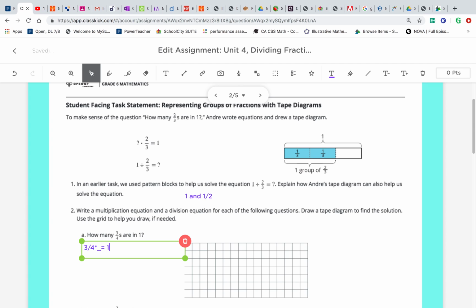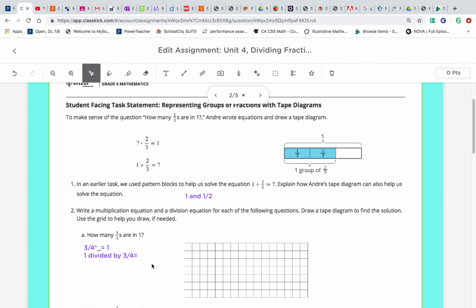Now, we can also think about that in terms of division. We can think about it in terms of there being one whole, and that we're going to divide that up by the size of the pieces, which are 3/4. And that's going to give us a certain number of pieces. So that's what we're going to be finding out here. We're going to be using the tape diagram to help show this.